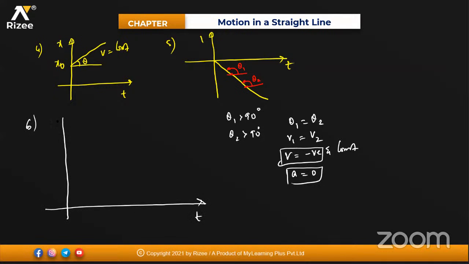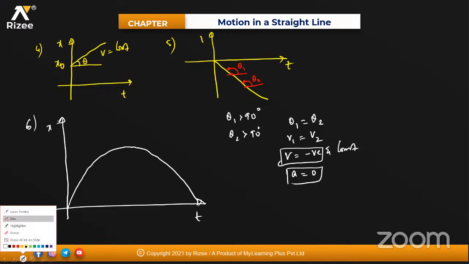Now tell me the answer for this graph. This is your time and this is your x. If I take a graph like this, and I start my journey from somewhere here. I'm somewhere here right now, then somewhere here, then at the highest position, then somewhere here and somewhere here.